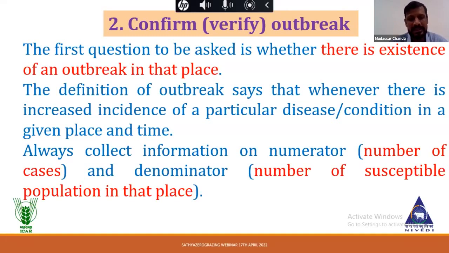So if you just say the numerator, say 100 animals, 100 animals with respect to 10,000 is a very small number. But 100 animals with respect to 200 is a very high number. So those things are important when you're collecting the data. So susceptible population data is important.